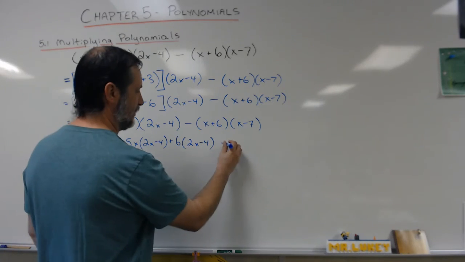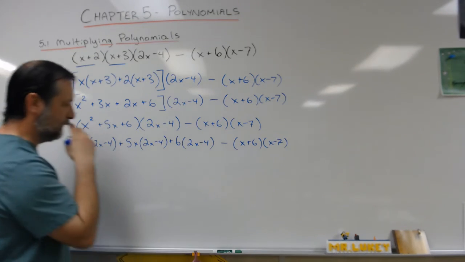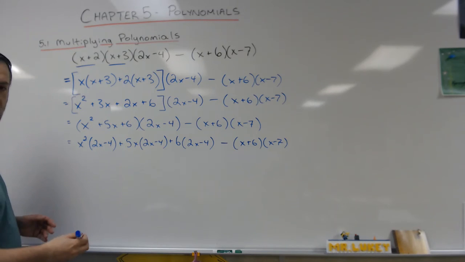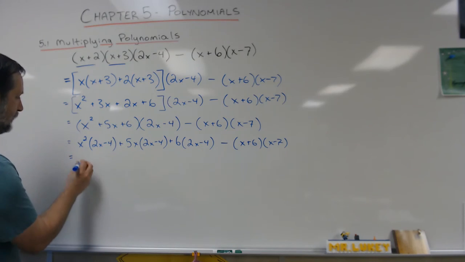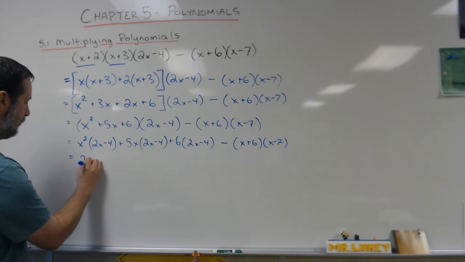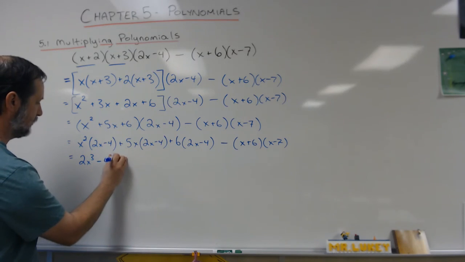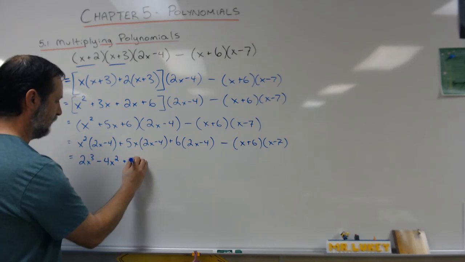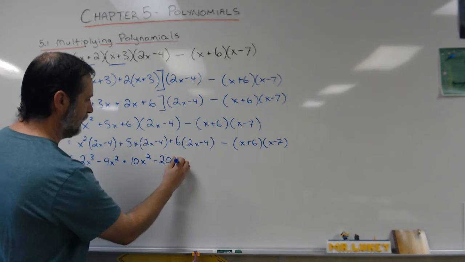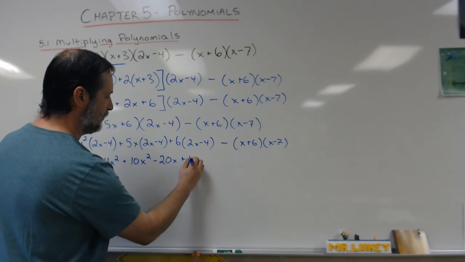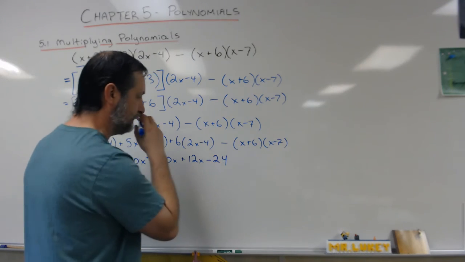And in the end, I'm still going to need this guy over here. So again, I have this written out the long way, but at least if I do this the long way, writing it out, I'm not going to miss anything. So then it's x squared times 2x is 2x cubed. X squared times negative 4 is minus 4x squared. 5x times 2x is 10x squared. 5x times negative 4 is minus 20x. 6 times 2x is plus 12x. 6 times negative 4 is minus 24.